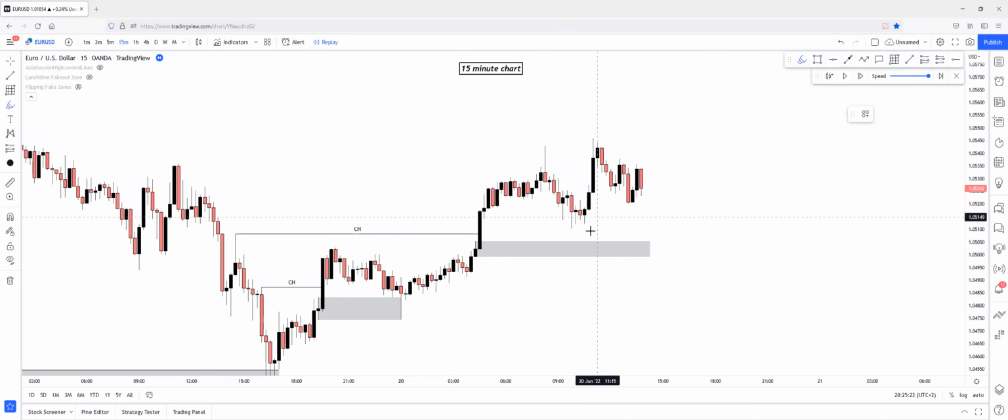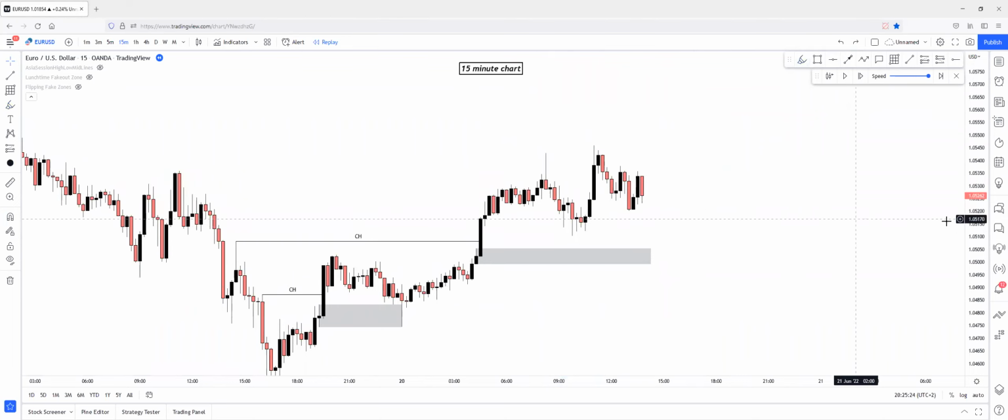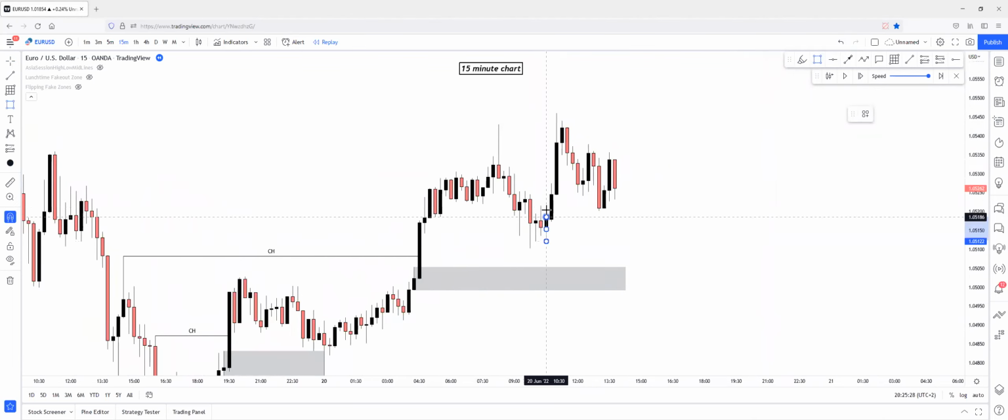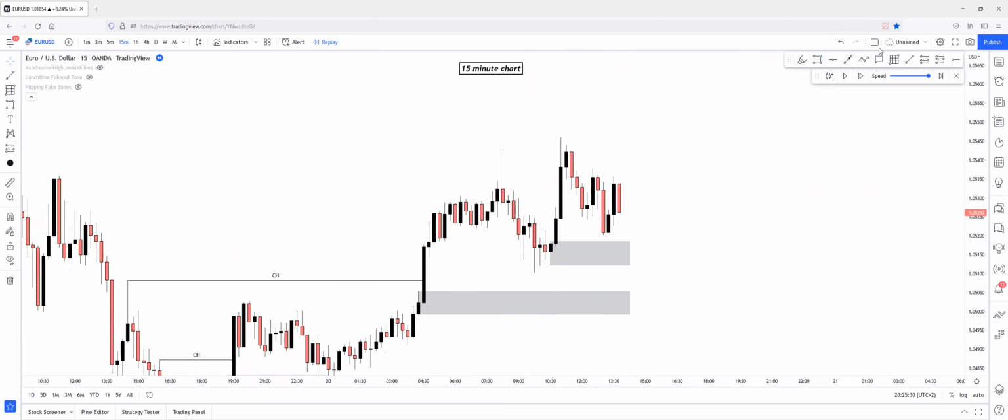As you can see, price couldn't mitigate this demand zone yet, but after the mitigation, it has printed another demand zone. It has printed this demand zone, and I know what you will say. This demand zone did not break structure to the upside, but the purpose of this demand zone wasn't to break structure. It's a demand zone for different purposes, and I'm asking you, why do we call this a demand zone? Why is this a demand zone?